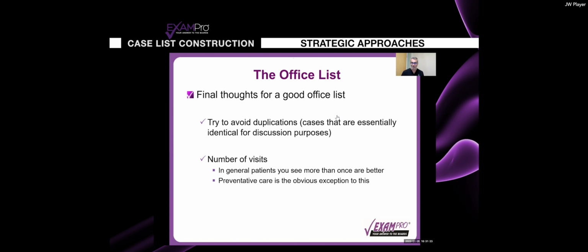The obvious exception that always has only 1 visit is when you put a patient on for preventative care, unless she had a subsequent problem. But most preventative care cases are going to be 1 visit. For other cases on the office list, it's always nice if you find patients that you saw more than once. It makes it a little bit easier to develop a more detailed discussion, and I think the examiners also like to see that you're managing patients over time. So that's not a huge issue, but just one that I will always point out.